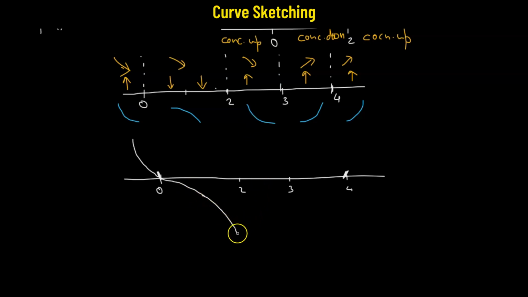At 2, it is going to change its concavity. So it is further going to go down at 3. And once it reaches 3, it is going to be concave upwards as it moves towards 4. And for values greater than 4, it is going to be concave upward and increasing. So this is going to be the sketch of our function f of x given by x raised to the power of 4 minus 4x cubed.